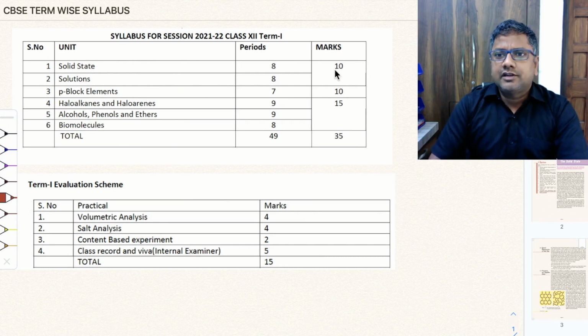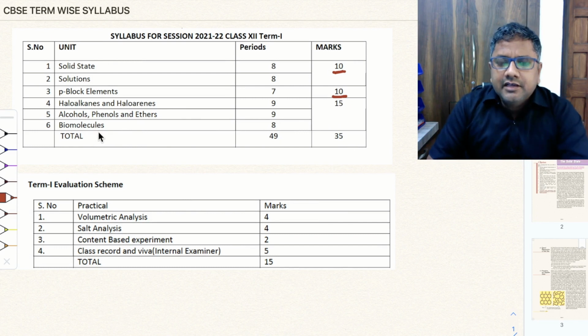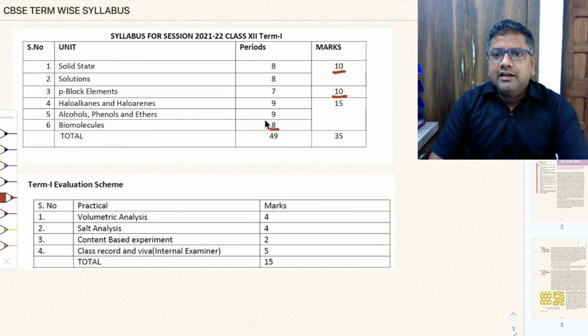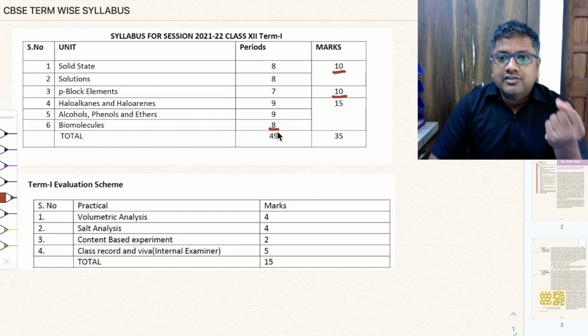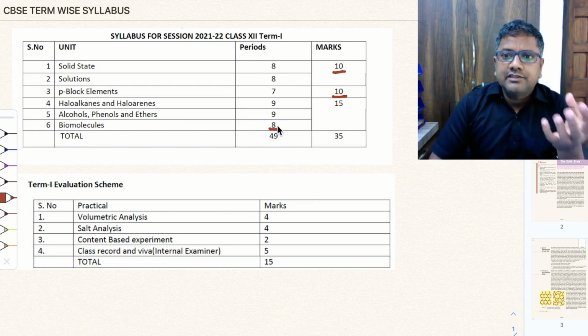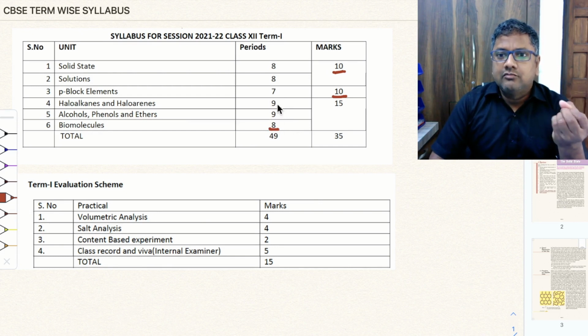Solid state and solution, total 10 marks. P block means inorganic, 10 marks, and organic have 15 marks, 9, 9, and 8. Surprisingly, you will get biomolecules, and almost equal weightage they have given. This is a very small portion, because a lot of portion they have removed from biomolecules. With a small study of this, and mostly it is theoretical, you can score good marks, because they have given almost equal weightage, right?